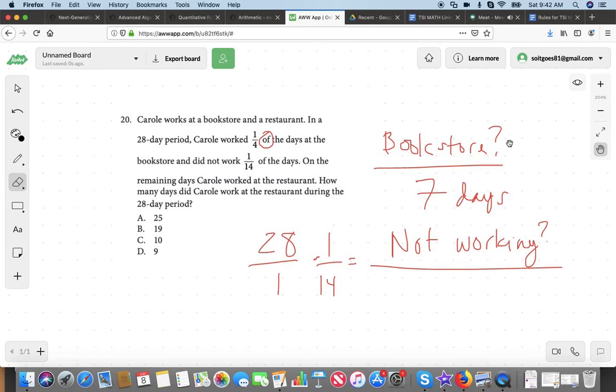which gives us what? 28 over 14. Which is what? What's 28 divided by 14? 14 goes into 28 2 times. So it's 2. Right? 28 is bigger than 14, it's twice as big. So 28 divided by 14 is 2. So she's not working 2 of the days.